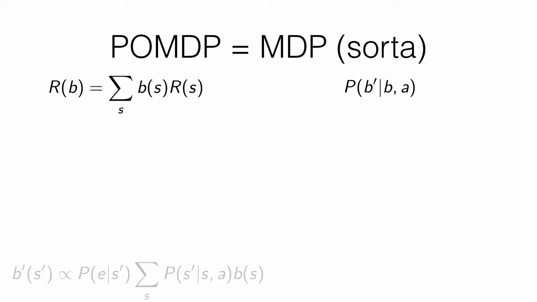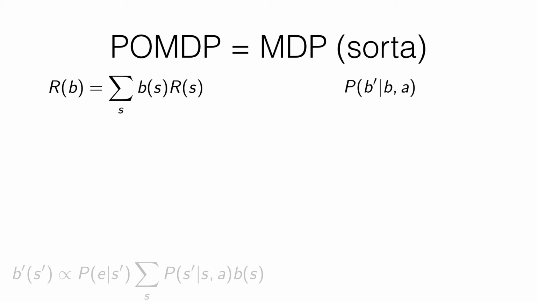Okay, and so the two things we need to make this work are a reward function for belief states, and a transition model. Right? If we have those two, then we just have an MDP, and maybe we can just run our traditional MDP algorithms that we've already studied, like value iteration or policy iteration. Okay, so let's try to do those two things.